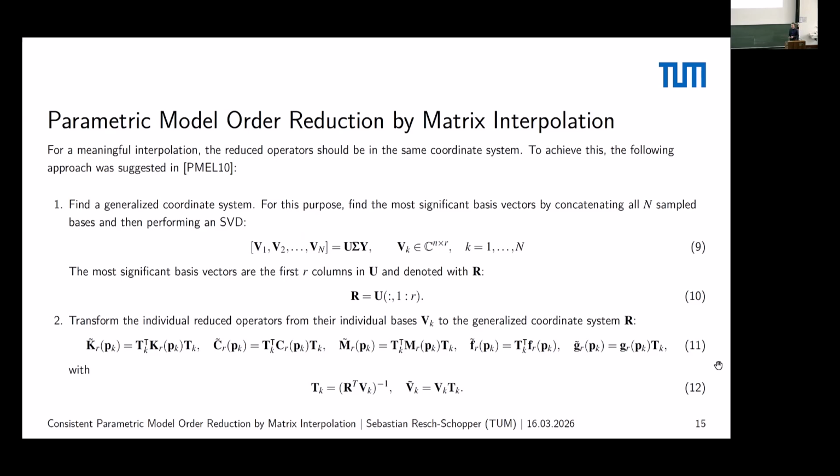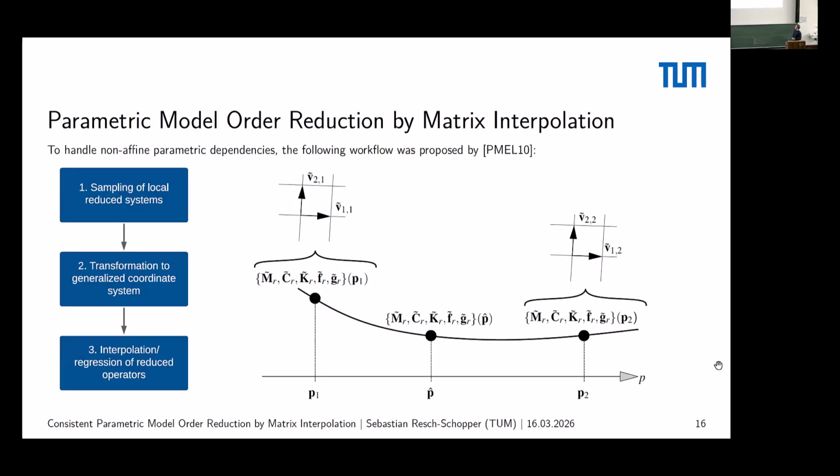The nice thing about this approach is that we also don't need to store the full matrices after the sampling. We can just keep the reduced ones and only transform them to the same coordinate system. Then, if this worked out as nicely as it's depicted here, they're described in the same coordinate system, and we can just fit an interpolation or regression model for the entries and directly predict the reduced system for any queried parameter point, which is very efficient because we directly have a reduced system. We don't need to do any assembly or projection or anything else.